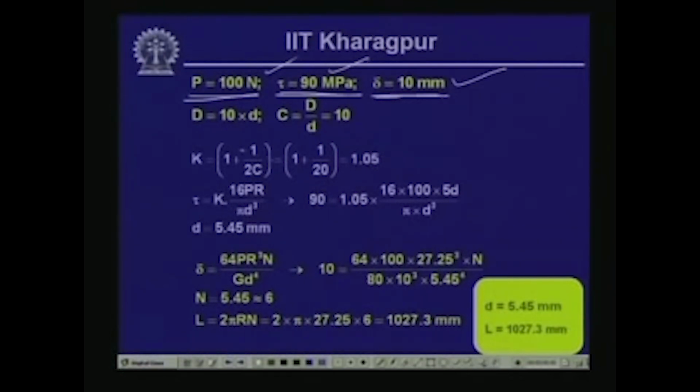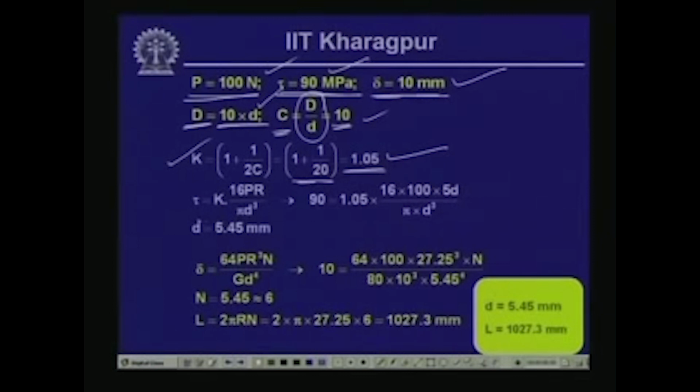Now, it is given that the spring index C, which is the ratio of the capital D to the small d, is equal to 10, or the mean diameter of the coil is equal to 10 times the diameter of the wire. Now, from the spring index C, we can compute the value of K, which is 1 plus 1 by twice C, and this gives us a value of 1.05.